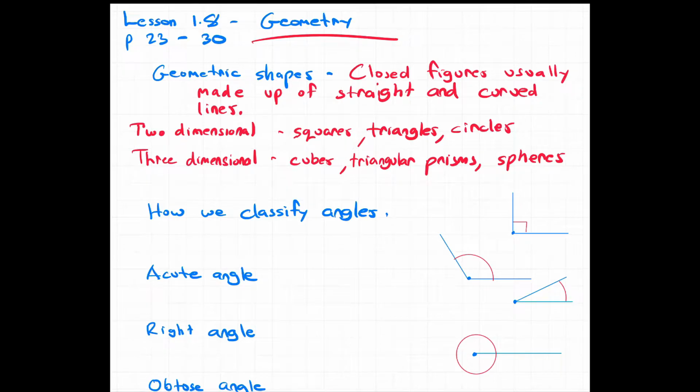Hey everyone, Mr. Voikin here, and today we're on lesson 1.8, Geometry, pages 23 to 30, and we're going to be looking at all the geometric shapes that surround us every day.